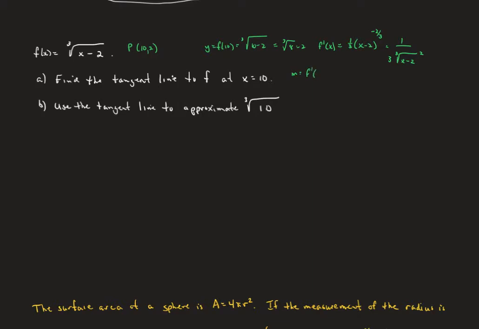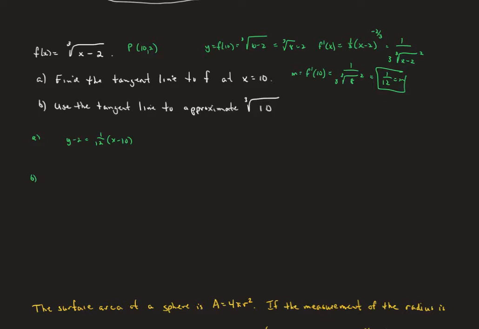So our slope is going to be our derivative evaluated at x equals 10. That's going to be 1 over 3 times the cube root of 10 minus 2, which is 8. Let's take the cube root first and then square that. The cube root of 8 is 2, squared is 4, times the 3 is 12, and there is our slope. So part A, our tangent line, is y minus 2 equals 1/12 times (x minus 10).